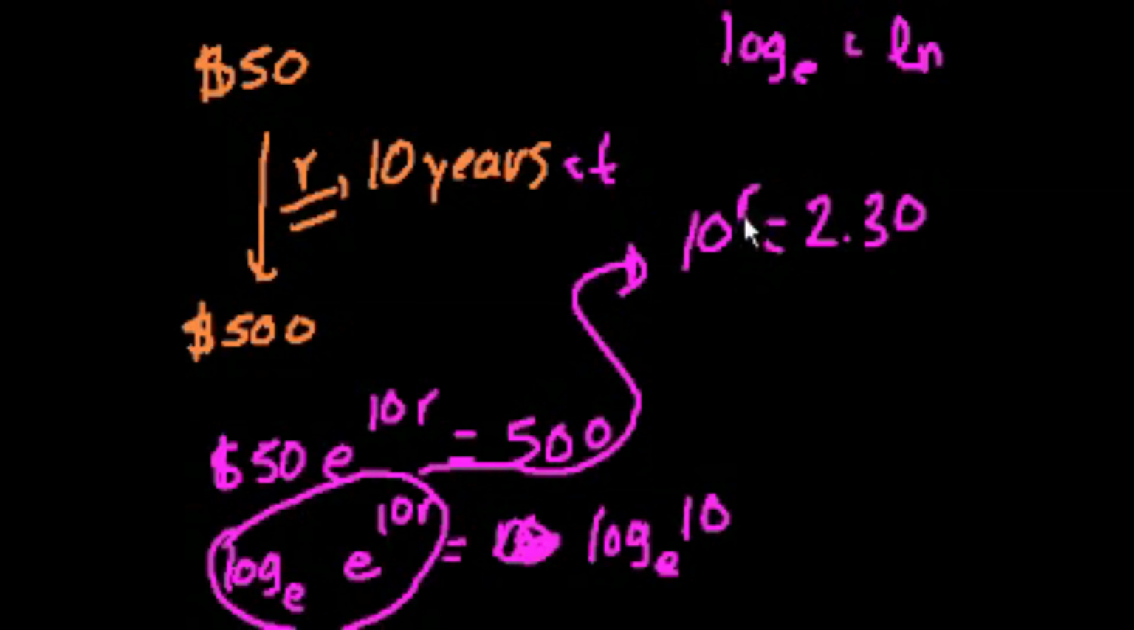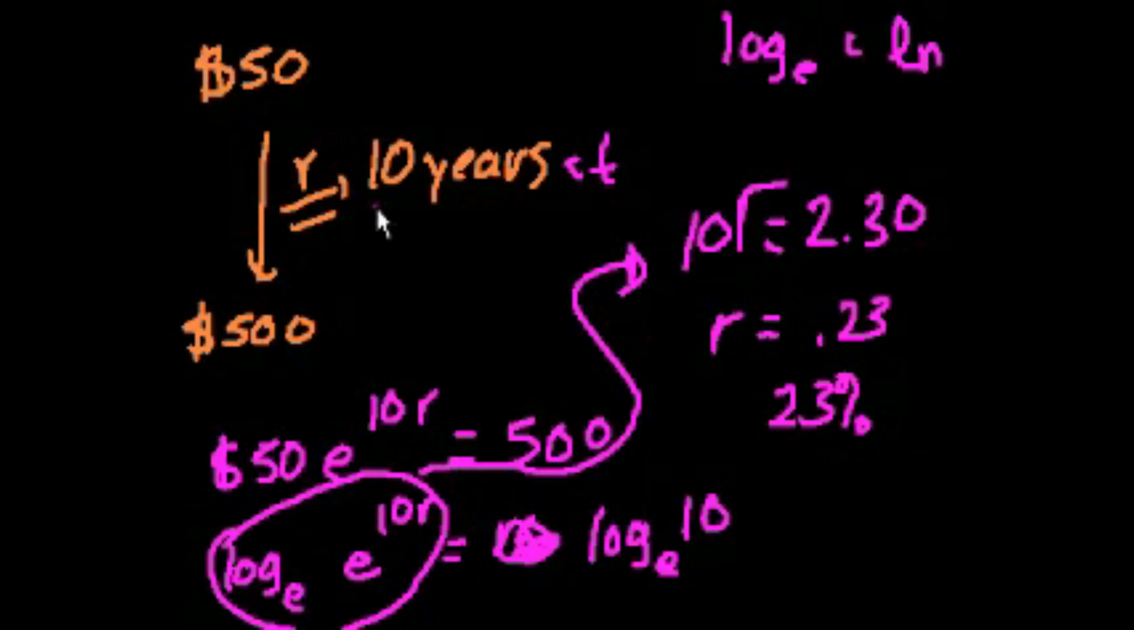And now, this isn't 10 to the r, this is 10r, right? And so we want to figure out what r is. We divide both sides by 10. We get r is equal to 0.23, or 23%. So essentially, if I continuously compound at an annual rate of 23%, after 10 years I'll owe 10 times the money. So that's something good to keep in mind.